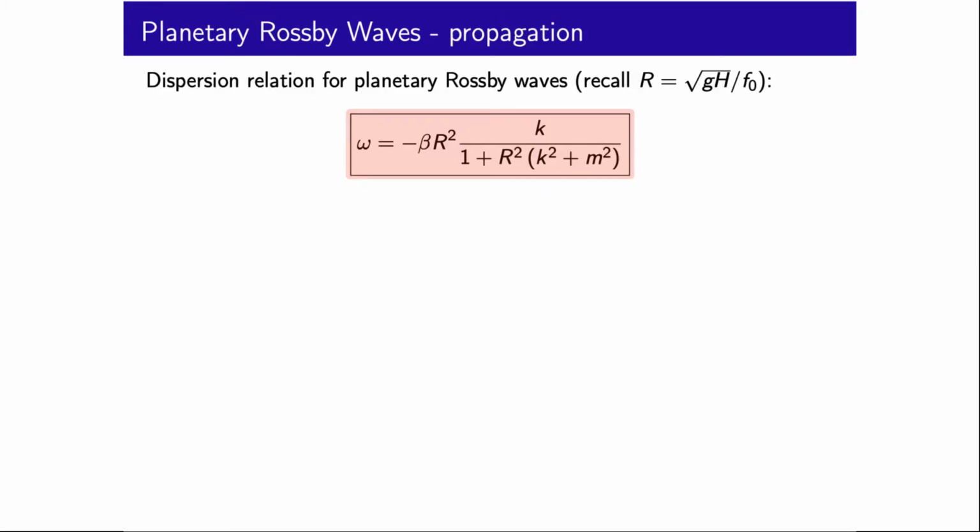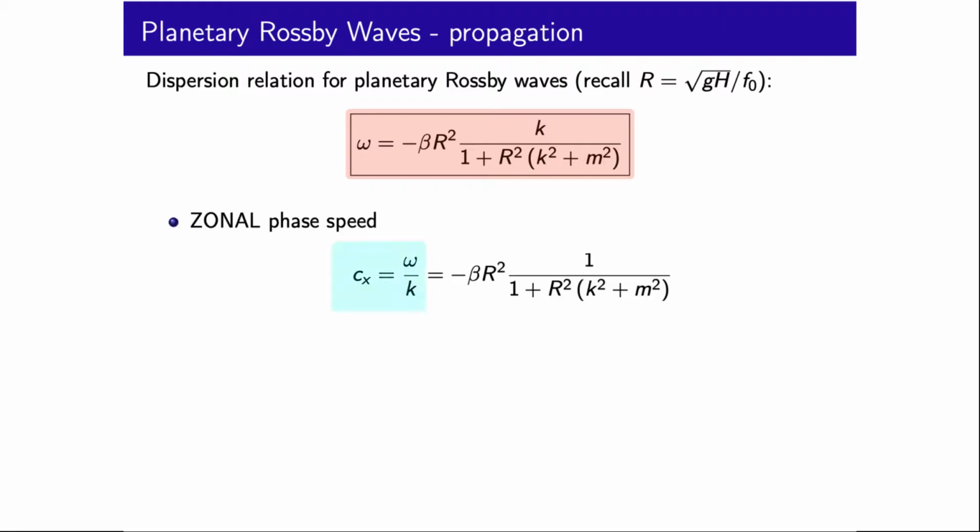Now let's consider the propagation of planetary Rossby waves. The zonal phase speed is omega on k, which is negative beta R squared, 1 on 1 plus R squared outside of k squared plus m squared. Now there is no way that this can be positive, which means the zonal phase speed of Rossby waves is always westward. Remember that these waves are small perturbations about the geostrophic flow, that flow which can be eastward and faster than the zonal phase speed of Rossby waves.